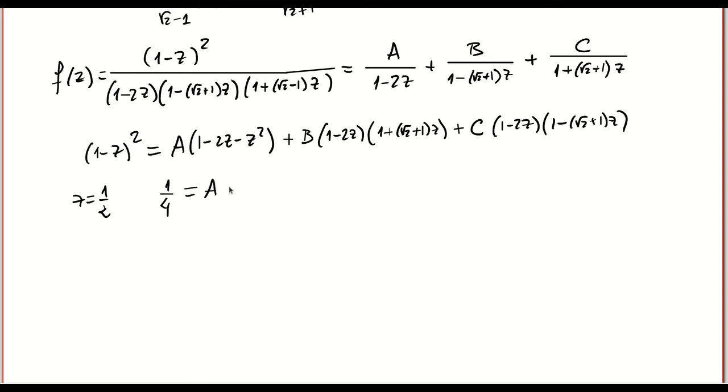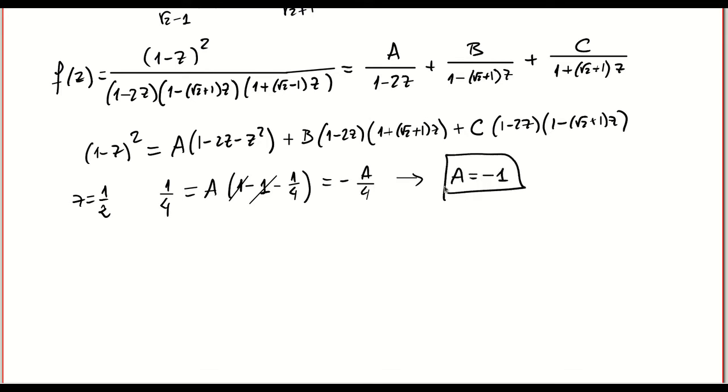This is equal to a times 1 minus 2z, which is 1 minus 1, minus 1/4. 1 minus 1 is 0, so what we have is minus a divided by 4, and from this we infer that a is equal to 1. So that's the first value that we need. Then we could try to substitute here, but this is going to be complicated because of the multiplicity of factors here. So we're going to do something more clever right now.